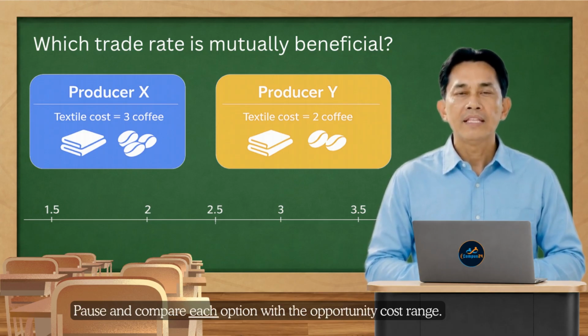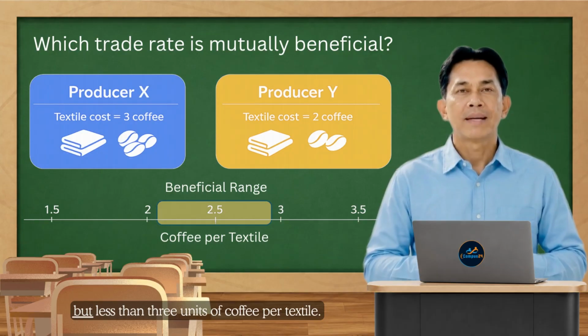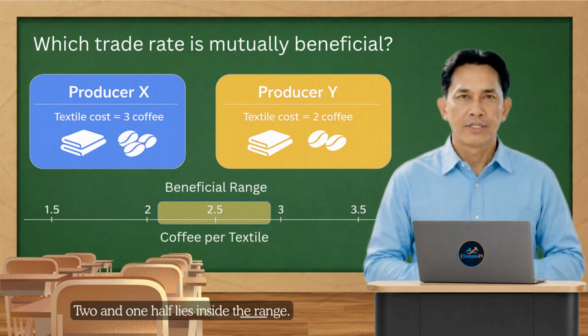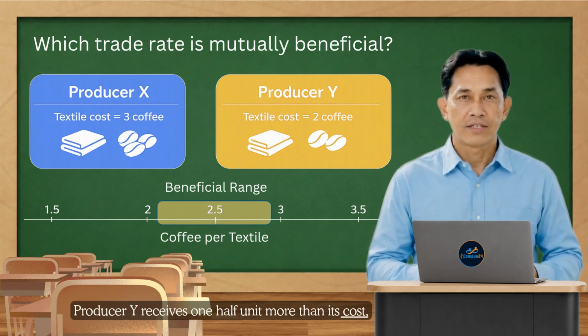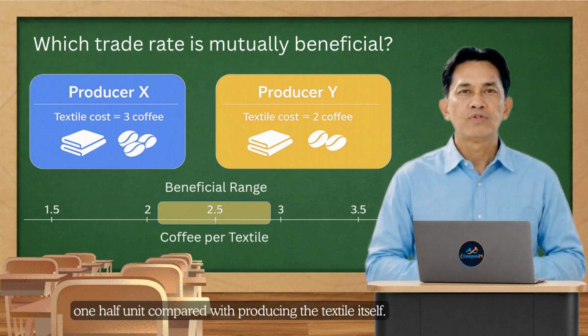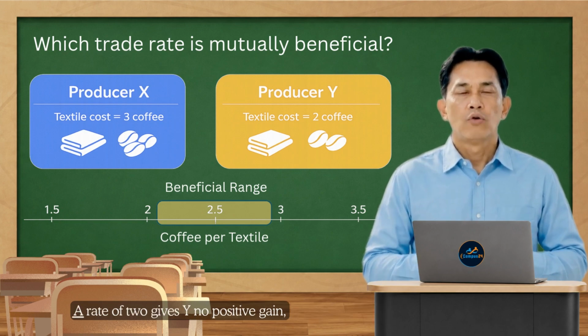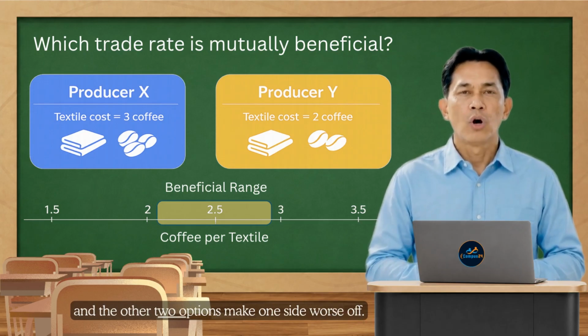Pause and compare each option with the opportunity cost range. The mutually beneficial range is greater than 2 but less than 3 units of coffee per textile. 2 and 1/2 lies inside the range. Producer Y receives 1/2 unit more than its cost, while producer X saves 1/2 unit compared with producing the textile itself. A rate of 2 gives Y no positive gain, and the other 2 options make one side worse off.